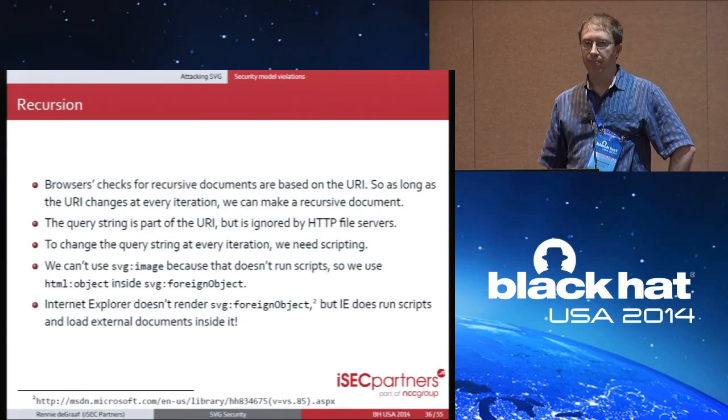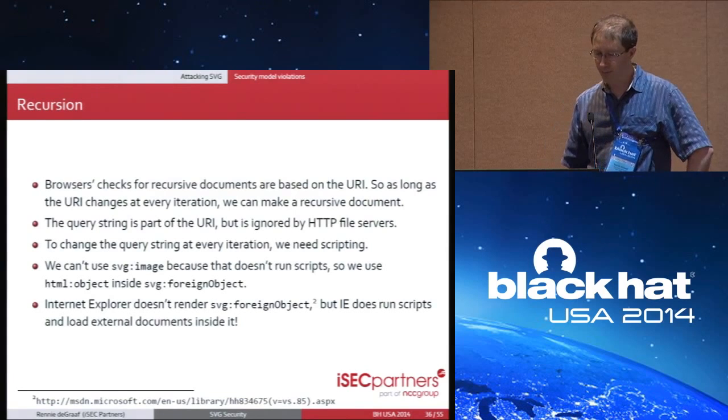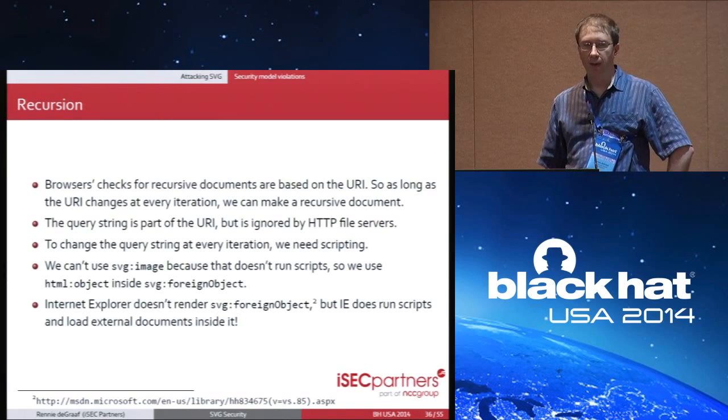Now, the query string is part of the URI, at least as far as the browser is concerned. But if you request a static file off an HTTP file server and give it a query string, the server will ignore the query string. As far as it's concerned, every file with the same name but a different query string is the same. But the browser thinks they're different. So we can try to use a client-side script to change the query string every time we reload our recursive document.